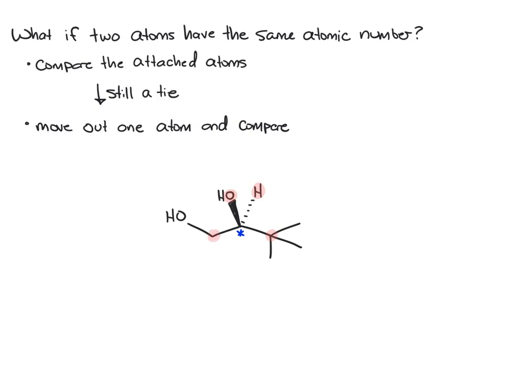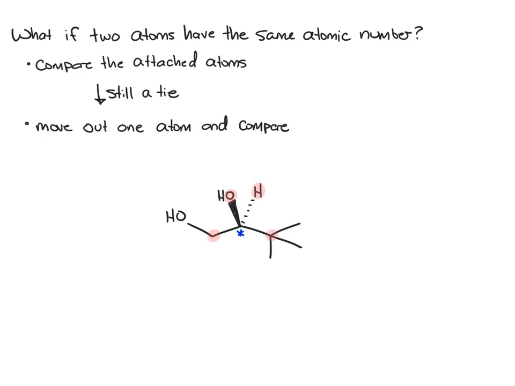Well, how are we supposed to prioritize these if the two carbons have the same atomic number? So what you want to do is compare the atoms attached to those carbons, or whatever atoms they might be. If they're still a tie, and we'll see an example of that in just a minute, move out one atom and do another comparison.